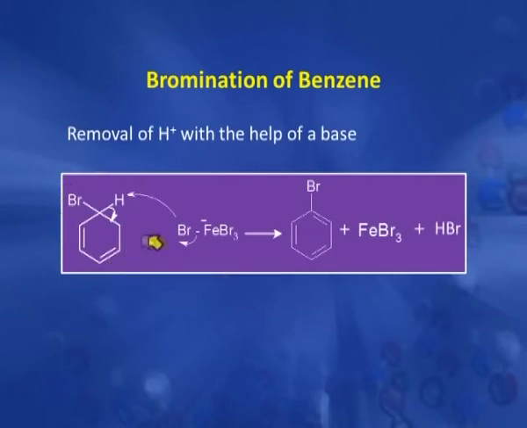The base is FeBr4 minus. So, now you see how this is removed. This Br takes this H plus and these electrons shift to the benzene ring, and we get the bromobenzene and HBr, and our Lewis acid back, that is ferric bromide.